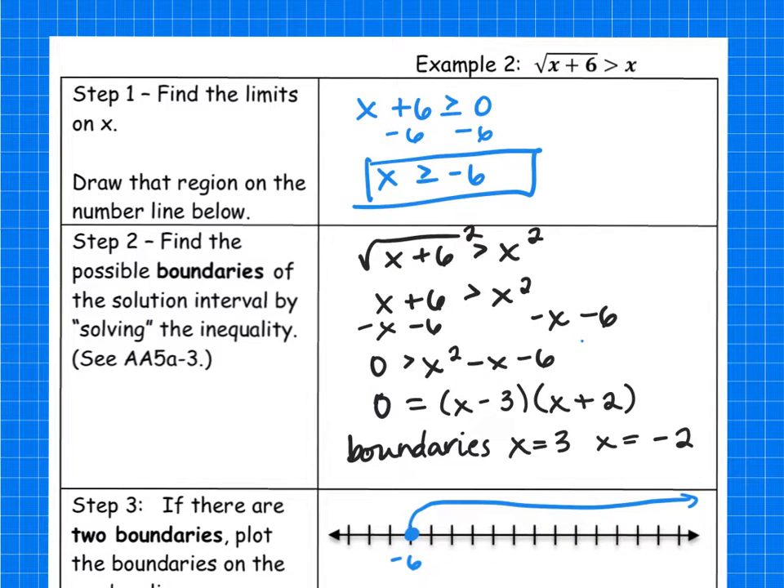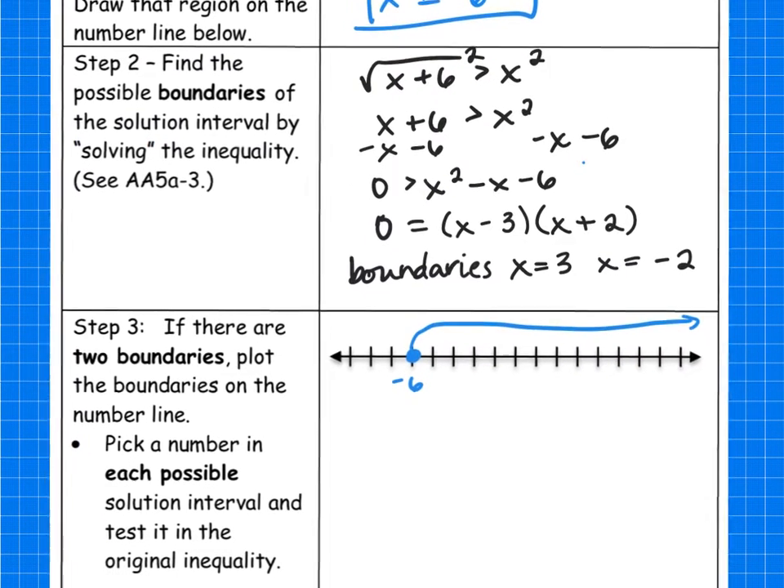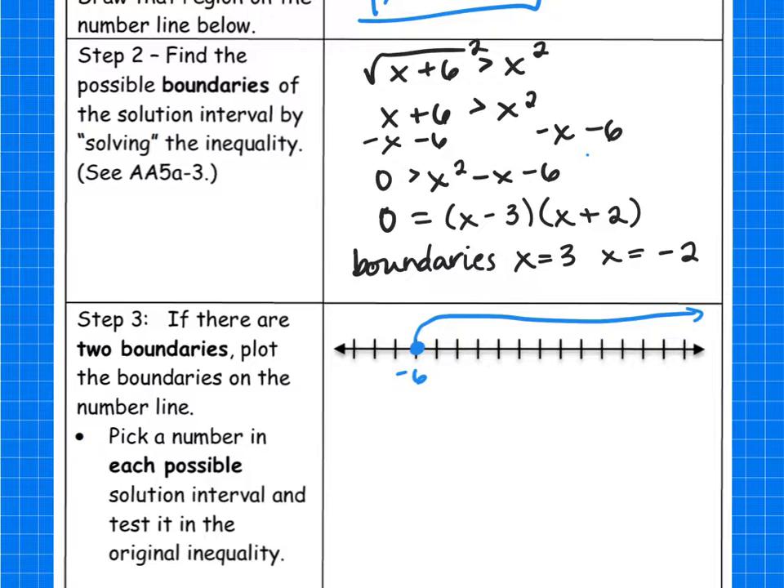So I'm going to put those boundaries on my number line. So that's 6, I got 0, a little closer. 5, 4, 3, 2, 0. I've got negative 2, and I've got 3.